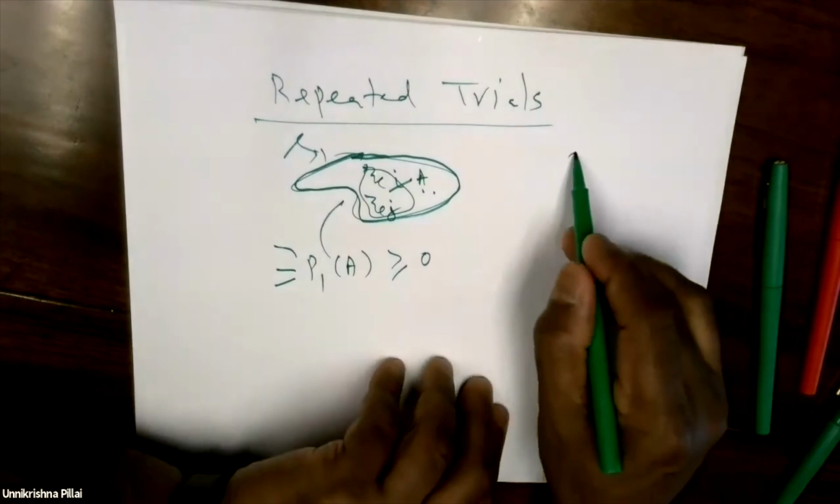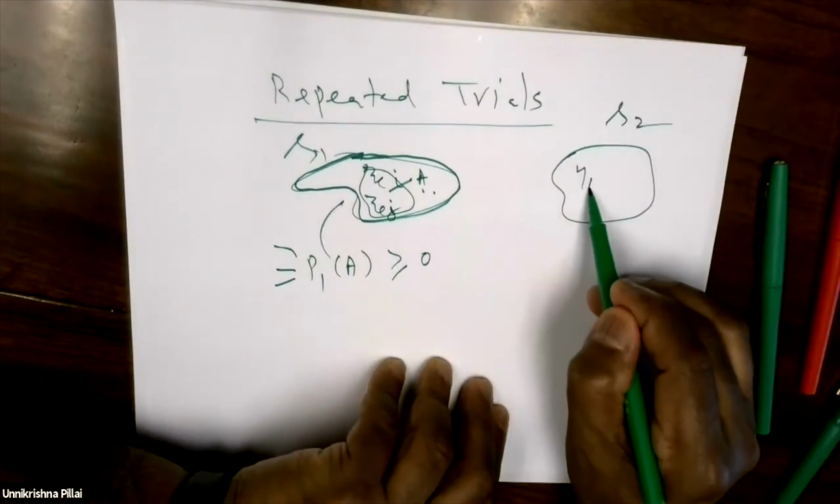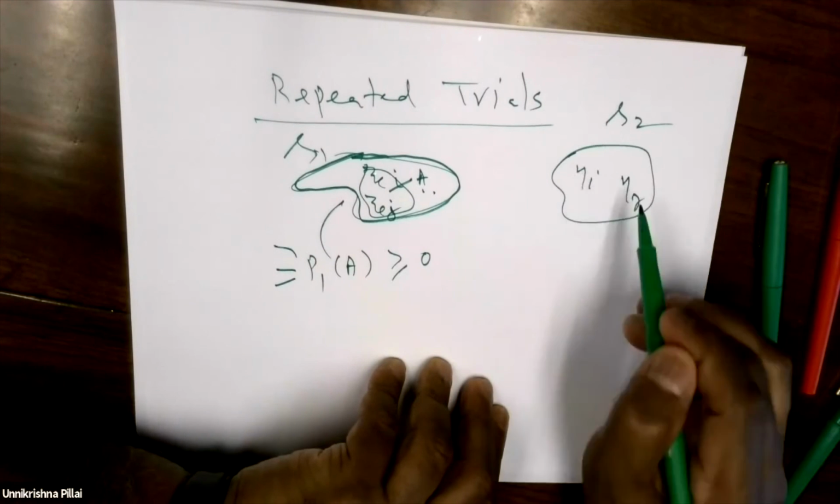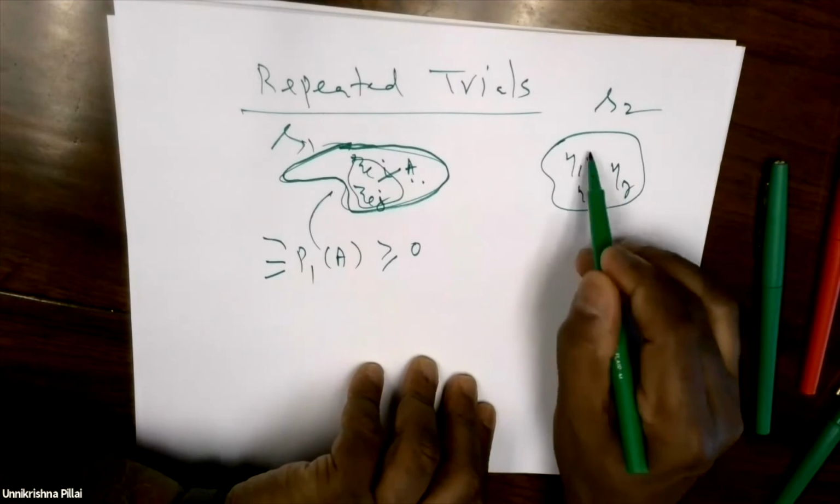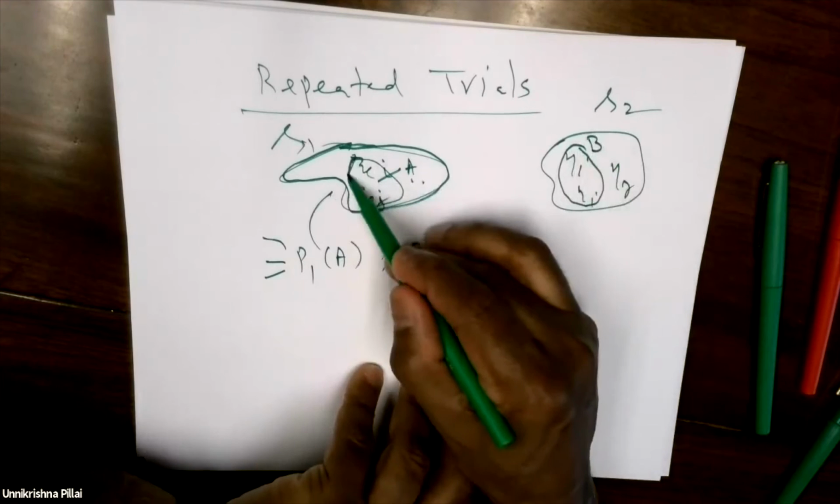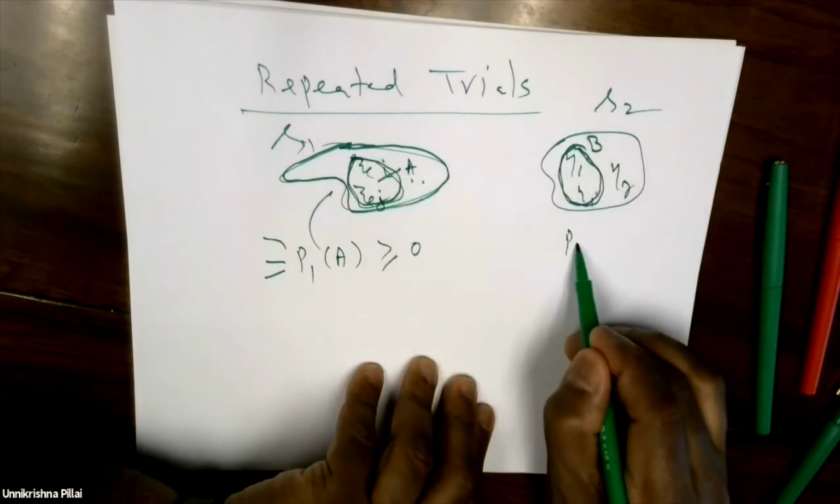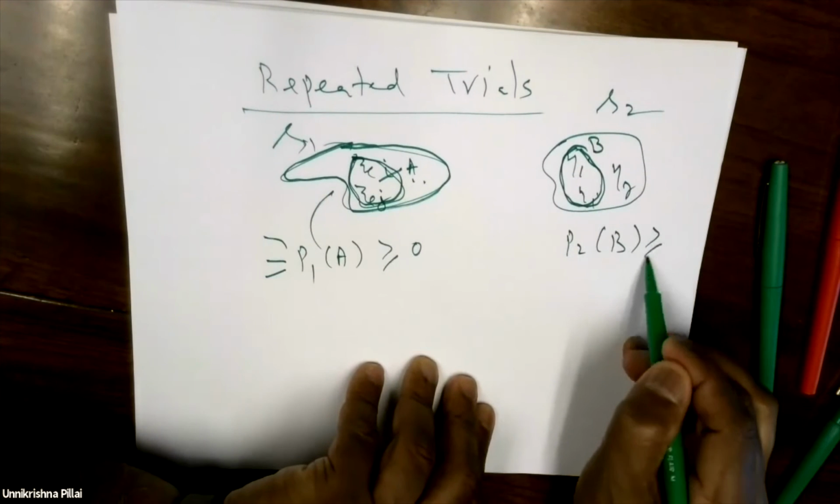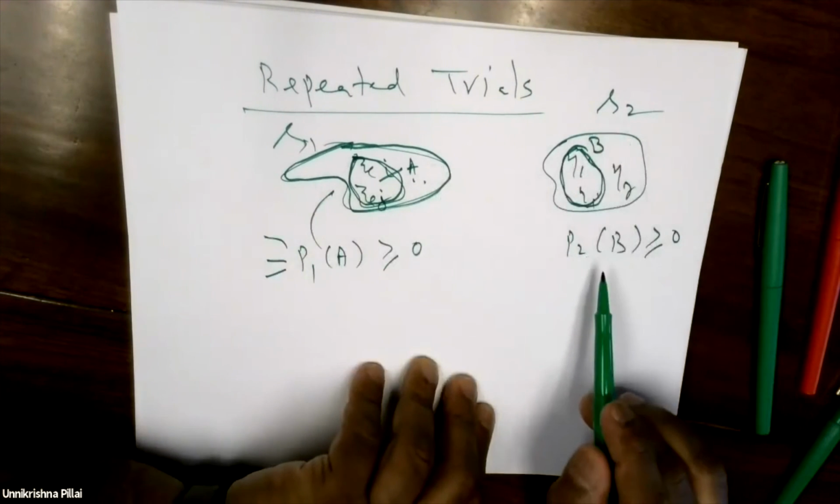Now suppose you have another sample space. I'm going to call it S2. And the elementary outcomes, I'm going to write here as eta i, eta j. And the subsets here, I'm just going to denote by B. Here the subsets are A's, here the subsets are B's. So using this again, all that I said about here is true about this experiment also.